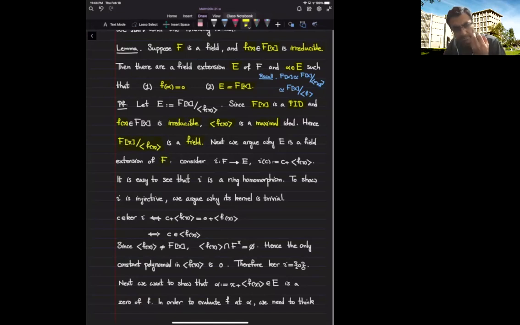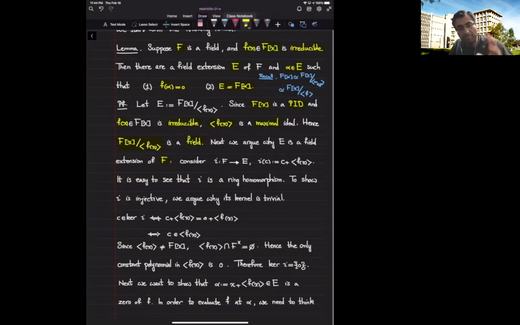So that means what? That means we need to produce an injective ring homomorphism from the field F into the field E. So we need to find an injective ring homomorphism from F into E. Okay, so what is my injective ring homomorphism? We more or less have only one good candidate.